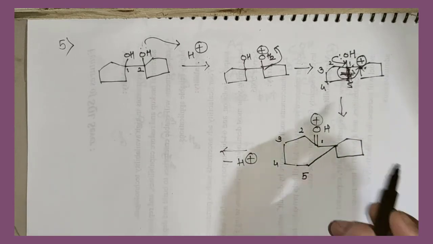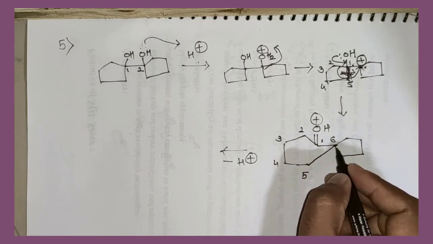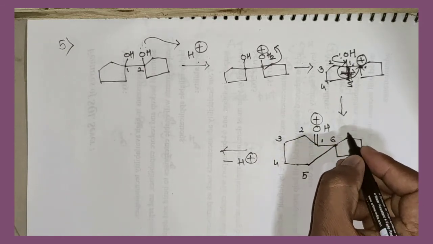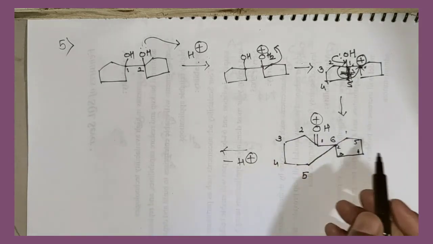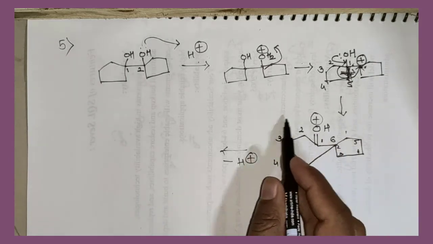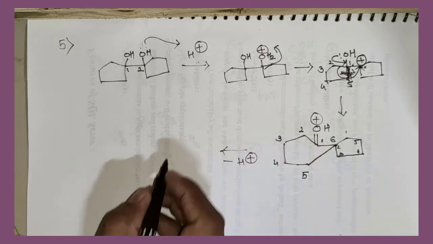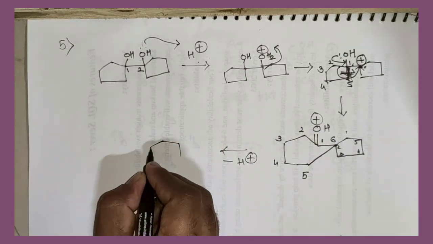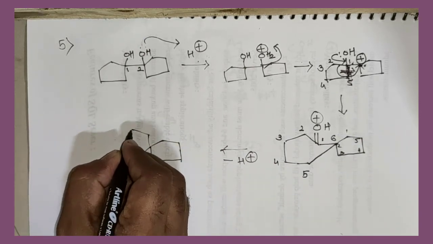Okay, now how many rings are there, 1 2 3 4 5 and 6 members. So one is a 6 member ring, and the second one is 1 2 3 4 and 5 member ring. So one is a 5 member ring, another one is a 6 member ring, and one atom is common between these two rings. So this is the 5 member ring and here is the 6 member ring.